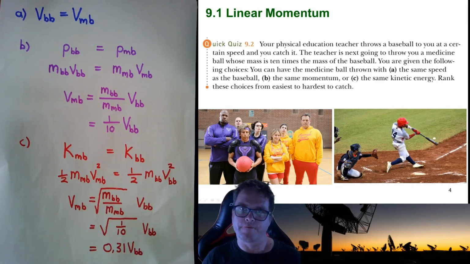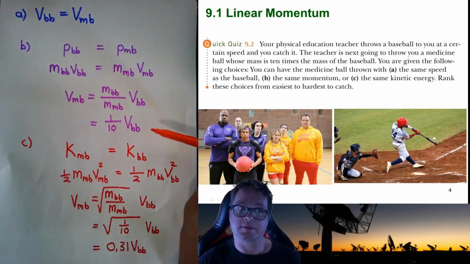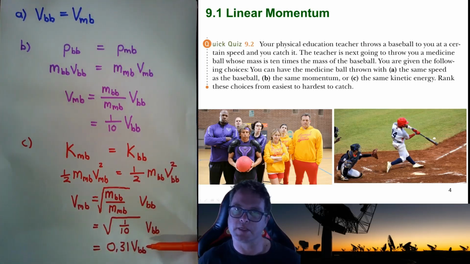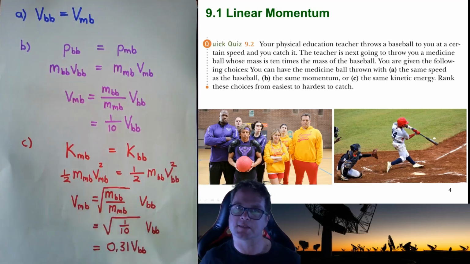For the medicine ball, we're asked to rank the different cases from easiest to catch to most difficult to catch. Well, we know the medicine ball will be easier to catch when its speed is low, and harder to catch when it's moving with high speed. So what we're effectively being asked is to rank the cases from the speed of the medicine ball being low to the speed being high. If we look at the speed of the medicine ball for each case, the slowest is 1/10 that of the baseball. The second slowest is case C, where it's traveling around 1/3 of the speed of the baseball, and the fastest is case A, where it travels the same speed as the baseball. So ranking from easiest to hardest to catch will be B, C, A.